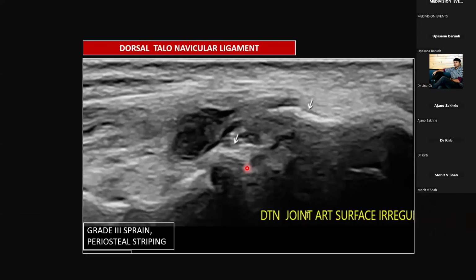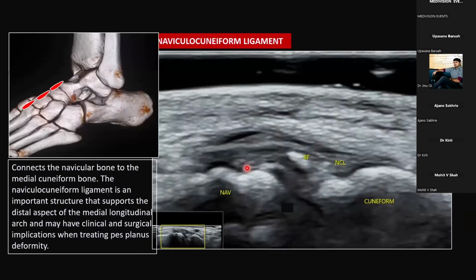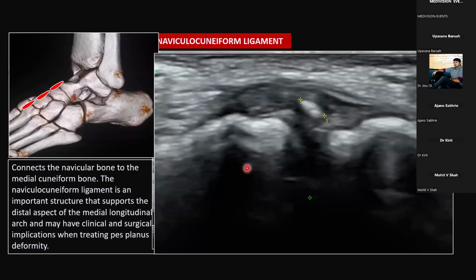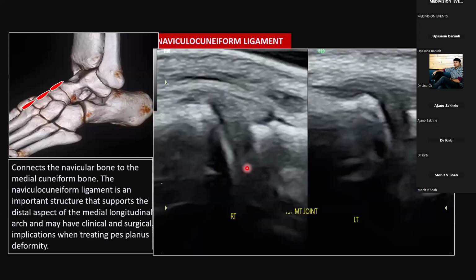In this case, we can see periosteal stripping. As we move forward, in the same case, there is disruption on the navicular side with an avulsed bony fragment, and we can see the lines there. And not only that, it also continues in the same line. So that gives us an indication of how the force can propagate in a particular way, causing involvement of the ligaments in that area.